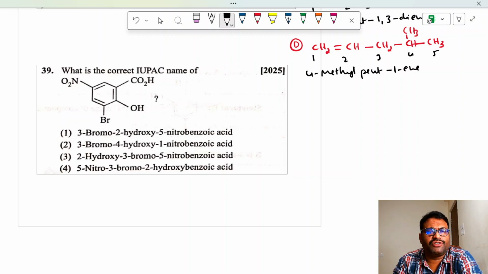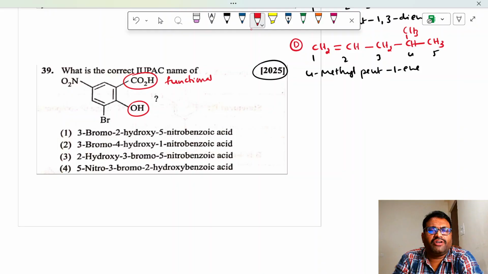Next, coming to this question, asked in 2025, a very recent examination. What functional groups are you finding? Two functional groups. One is carboxylic acid, another is alcohol. But among these, which has more priority? Carboxylic acid. So now this will be the functional group, and this will be a substituent.